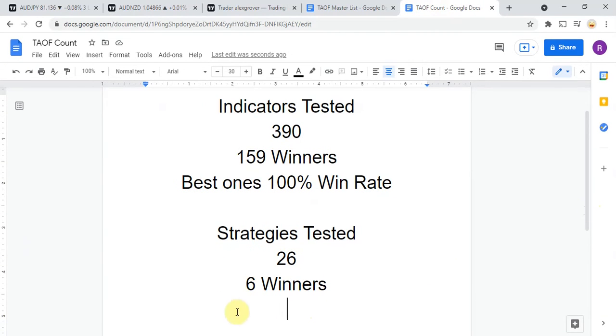So to date, we have tested a total of 26 different strategies, with 6 of them being winners. We have also tested a total of 390 indicators, with a total of 159 winners, which means that they have met or exceeded the 60% win-loss ratio threshold that we have set for them. The best ones so far were able to achieve a 100% win rate.